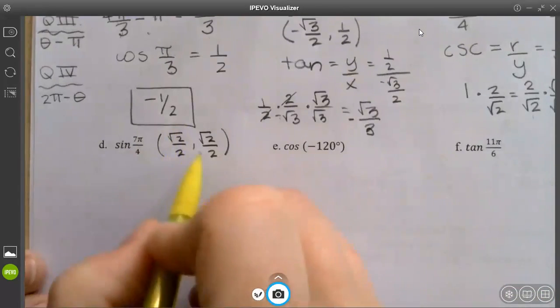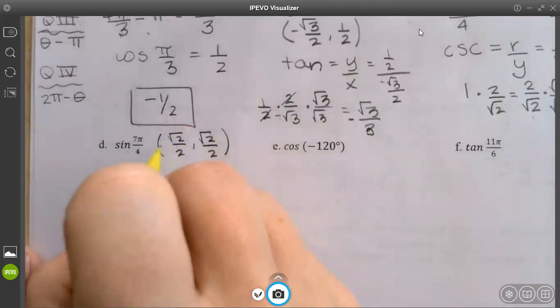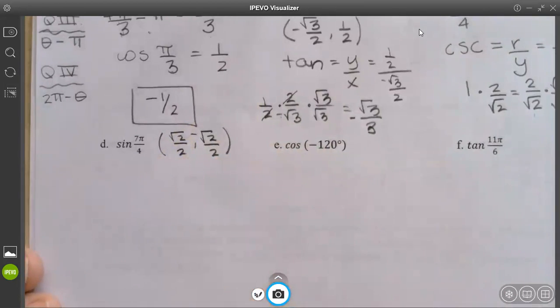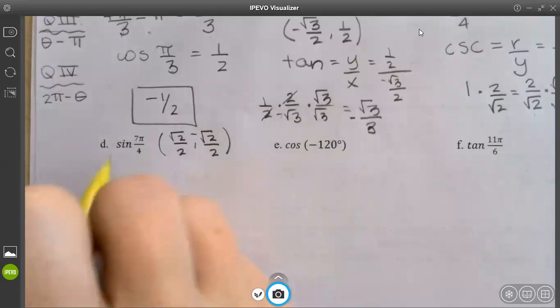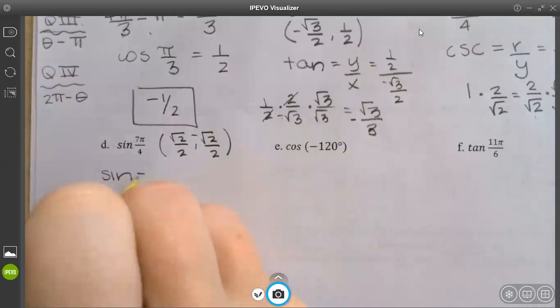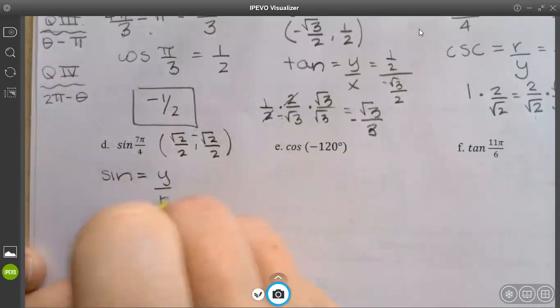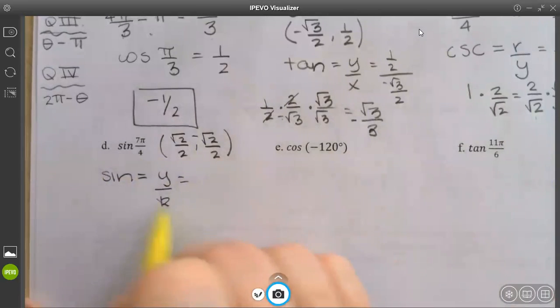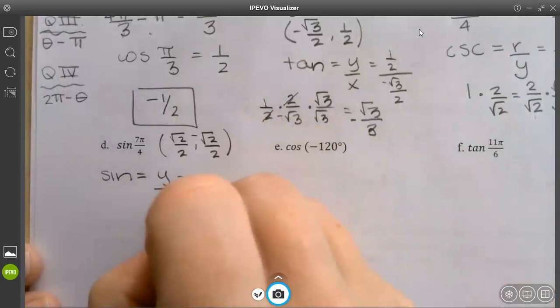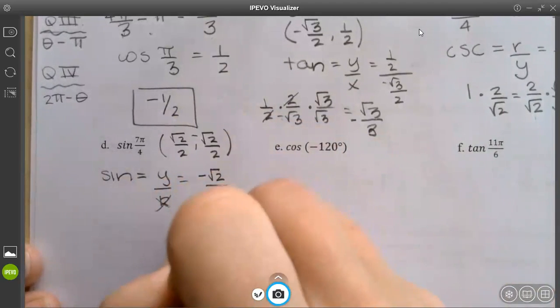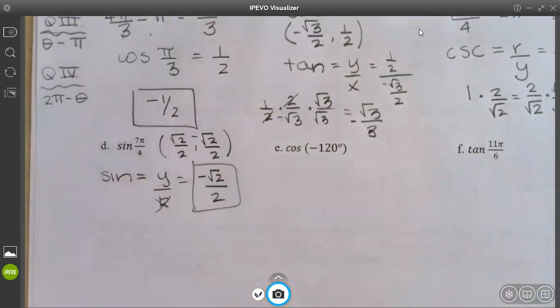So quadrant 4 has what signs? Positive, negative. So your value for sine, what's your ratio? Y over R. If we remember using the unit circle, you don't need the R. So what's your Y? Negative square root of 2 over 2. That's it. Because it's the unit circle and R is 1, so dividing by 1 does nothing.